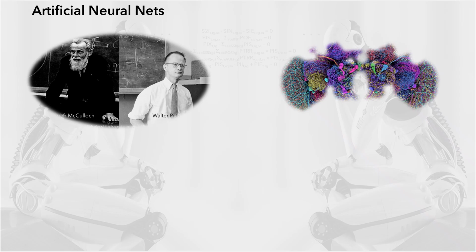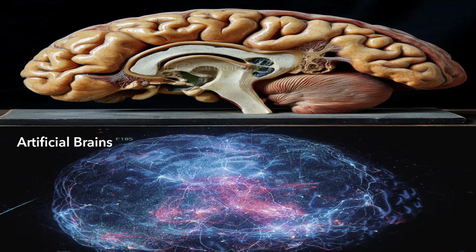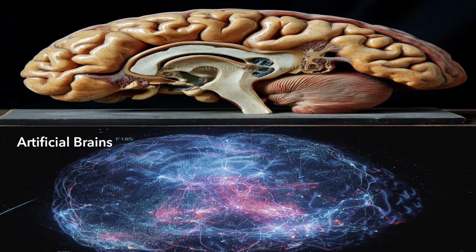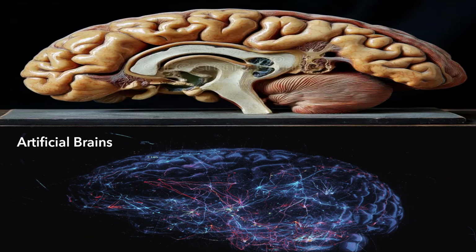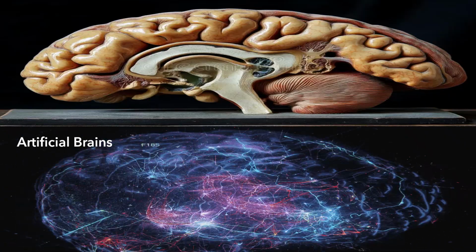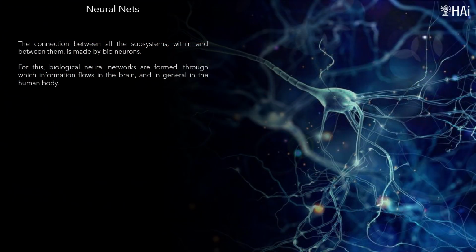McCulloch and Pitts' theory has been around for more than 80 years. However, Velásquez-Bermúdez's work, spanning 35 years of research and technological development, has resulted in artificial brains, which are a new way of thinking about artificial intelligence. Artificial brains emulate the structure of the brain and use it to build the mathematical models. The structure of an artificial brain is made up of the artificial hypothalamus, hippocampus, and cortex, all of which perform functions like their human equivalents. The connection between all the subsystems, within and between them, is made by bioneurons.